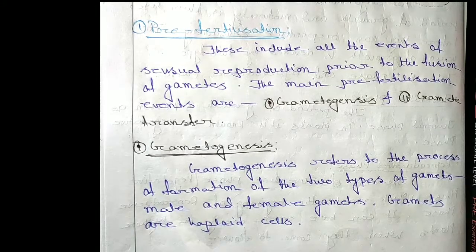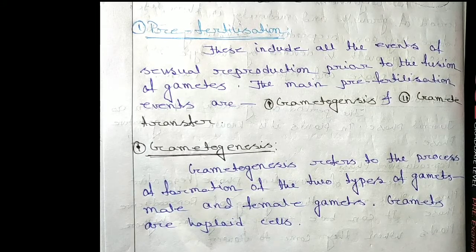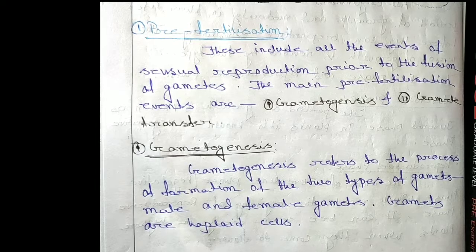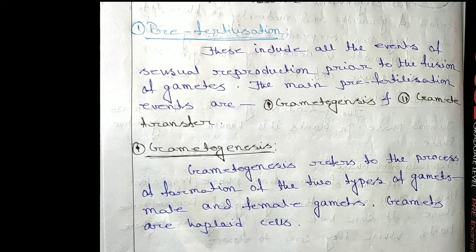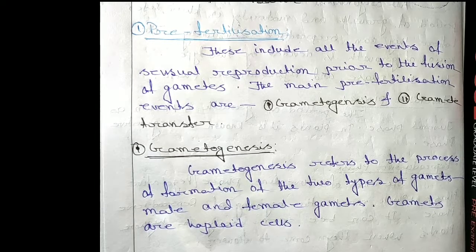Gametes are always haploid. When two haploid gametes fuse to each other, they become diploid, and the diploid cell is known as the zygote.